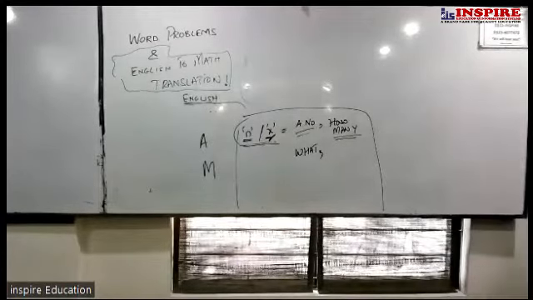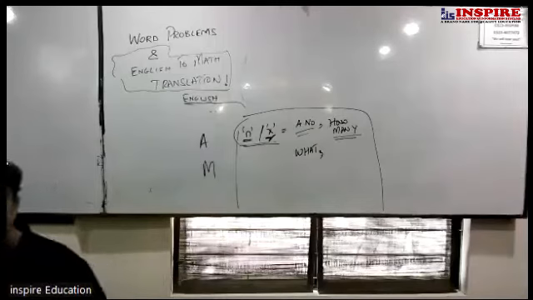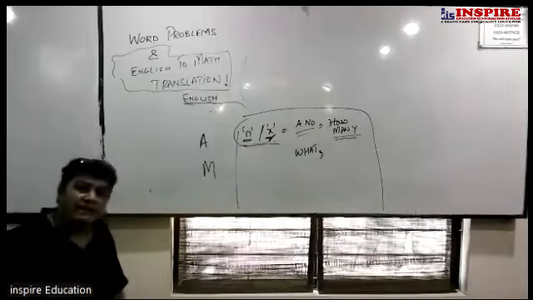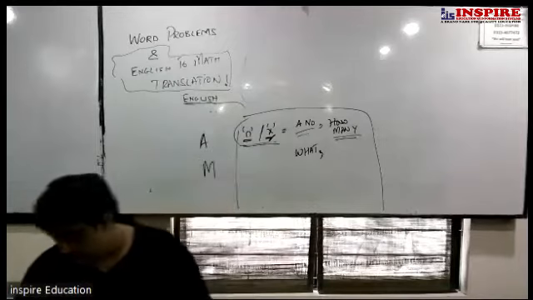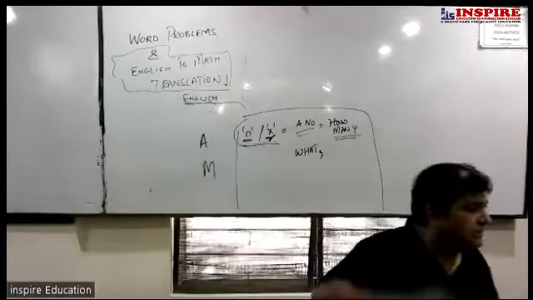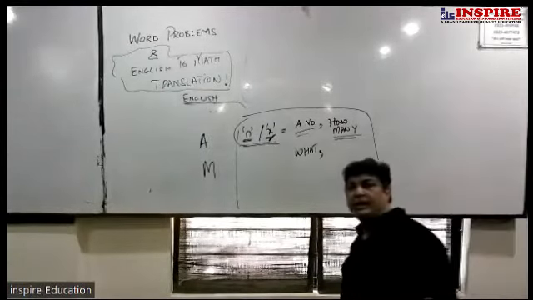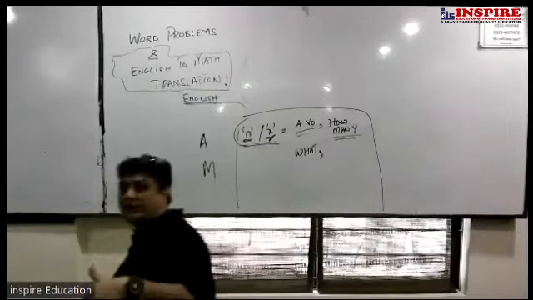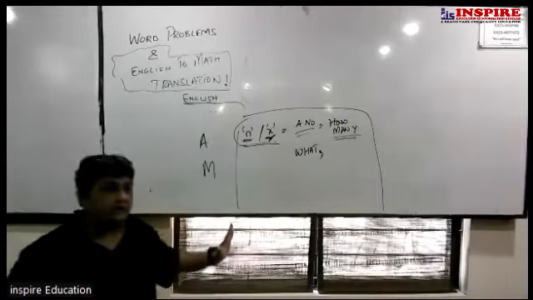And the last part: sometimes they give you an alphabet themselves, then use their alphabet. In any question that says find the value of X, you have to use X. You can't use Y. Use A for area, P for perimeter, D for density, V for volume. These are normal things. Okay, is that clear?